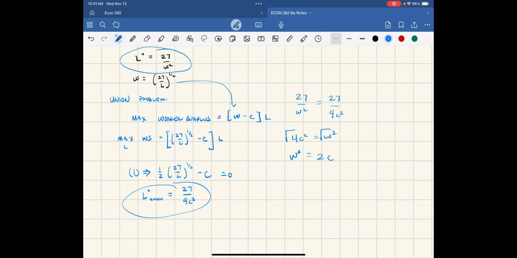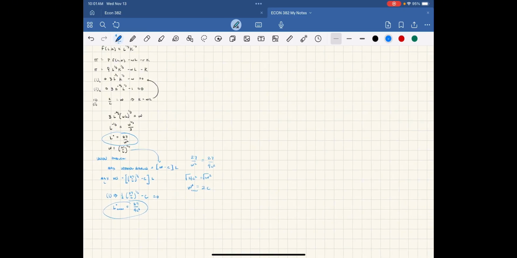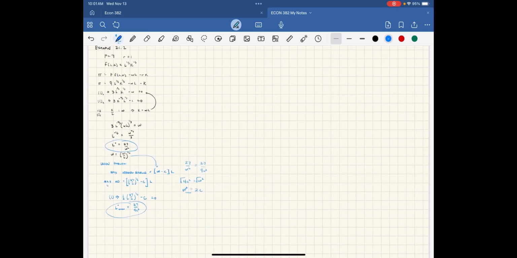So the optimal wage for the union is equal to twice the cost. And that's how we can go through a numerical example to find the wage and the number of workers that a union would want to hire to maximize their problem.